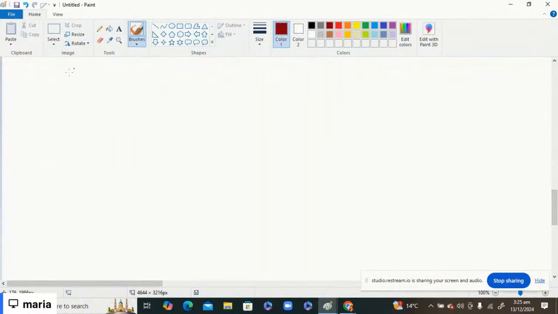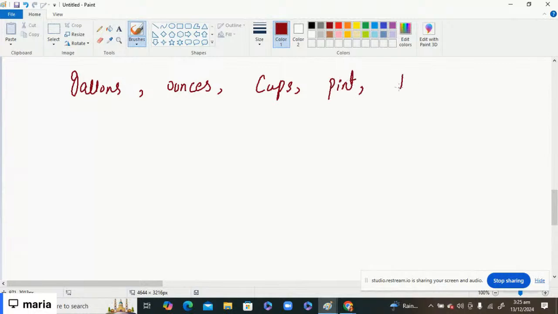So it can be measured as gallons, ounces, fluid ounces. Okay, cups, pint, teaspoons. Okay, these are the customary units of volume. All right. So as we know that, let me write it one by one. All the things. 1 gallon is equal to how many teaspoons?